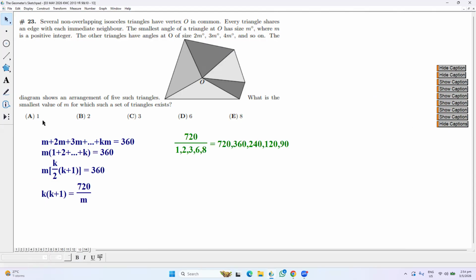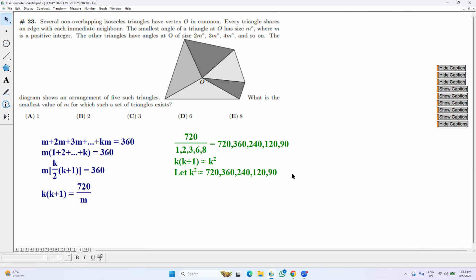So if I divide by 1, 2, 3, 6, and 8, I get 720, 360, 240, 120, and 90. Then how to check easily, without much calculation? We look at K times K plus 1, which is approximately K square. So K square is approximately equal to these 5 values.